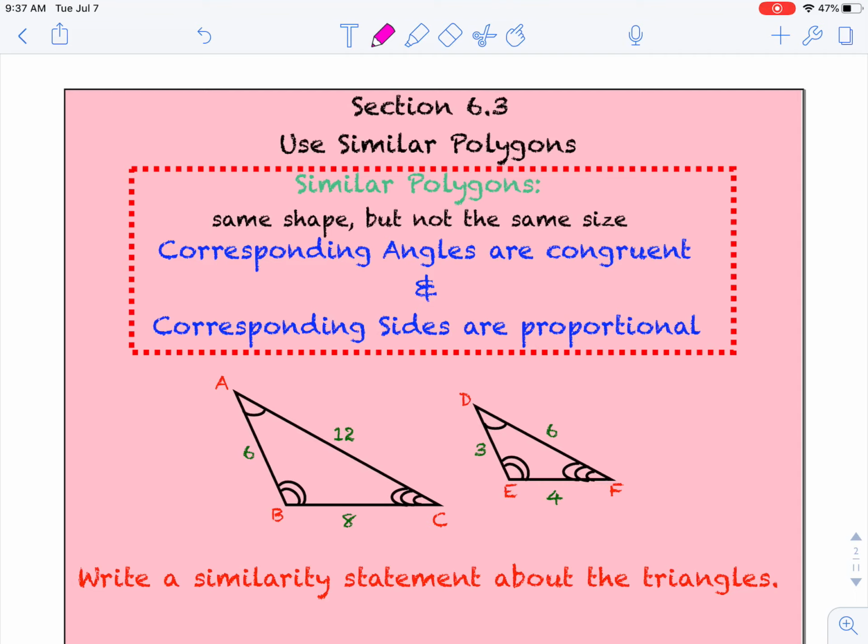So this is different from congruent figures. Remember, with congruent figures all the corresponding angles are the same and all the corresponding sides are the same. Here, the corresponding angles are congruent, but the corresponding sides are not. What we say is the corresponding sides are in the same ratio, or proportional.